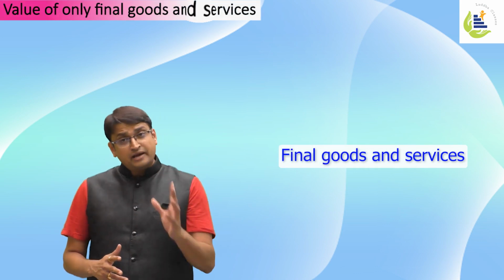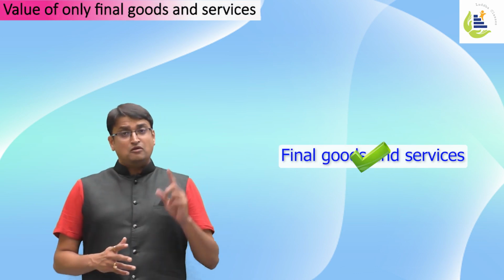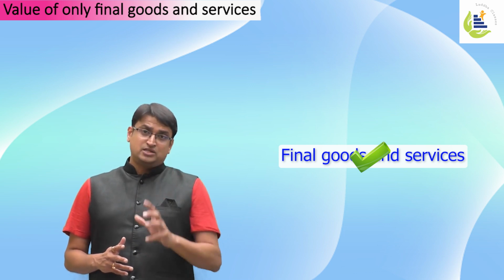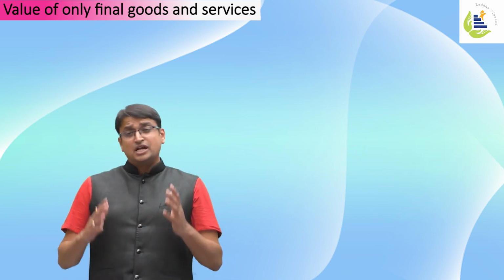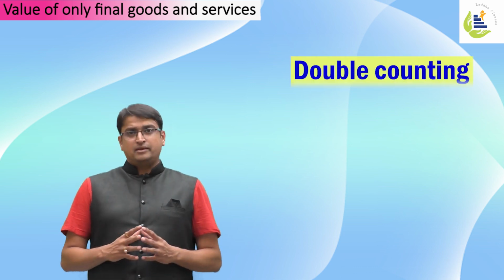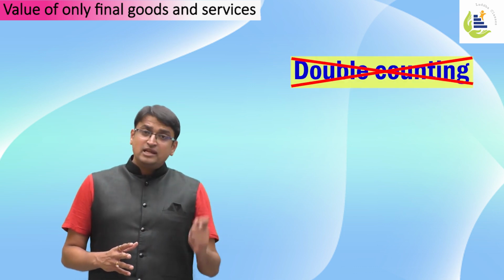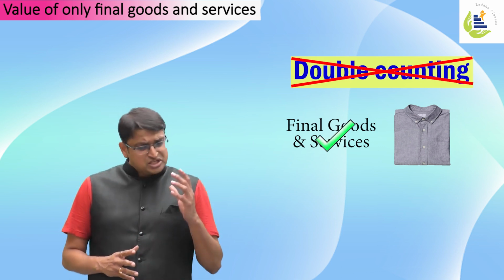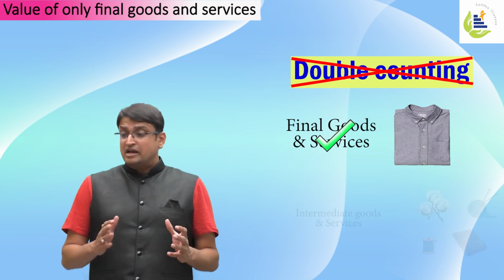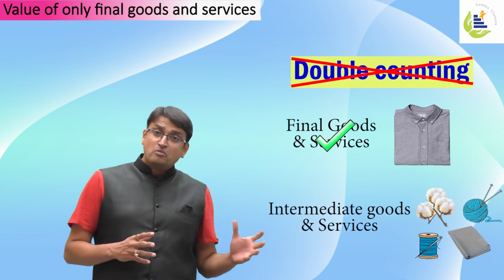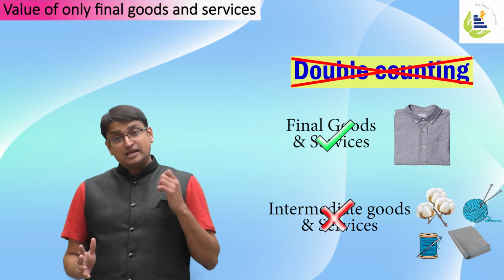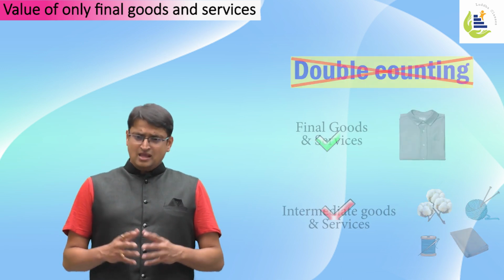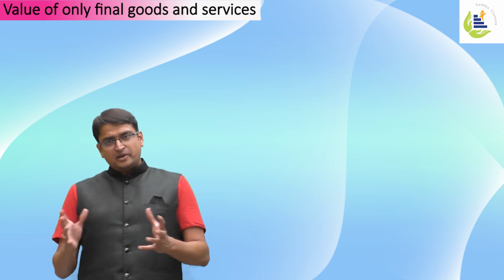Yet another feature of national income is that the values of only final goods and services are considered while calculating national income. Yes, in order to avoid double counting, the values of only final goods and services produced in the economy are considered, which naturally means the values of intermediate goods or raw material goods are not considered while calculating national income. I'll explain this in a greater picture.